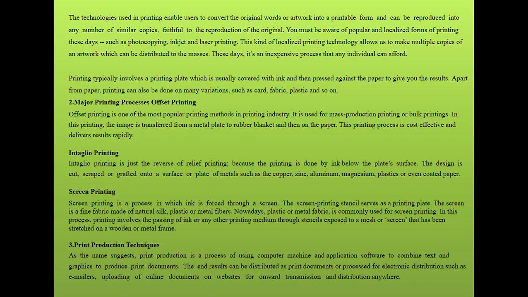Now, major printing processes: offset printing. Offset printing is one of the most popular printing methods in the printing industry. It is used for mass production printing or bulk printing. In this printing, the image is transferred from a metal plate to a rubber blanket and then onto the paper. This printing process is cost effective and delivers results rapidly.